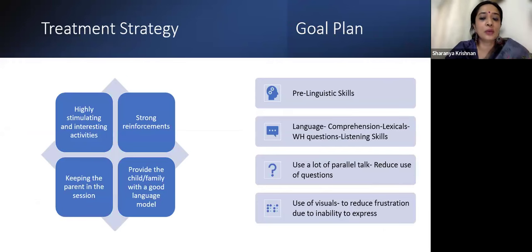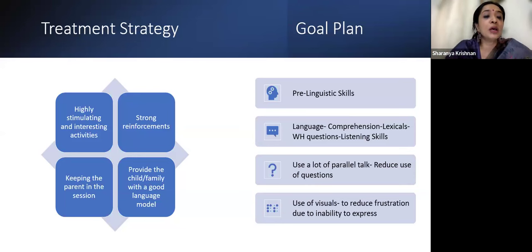So my therapy strategy, I wanted to highlight four important points here. The activities that I choose while training this child should be highly stimulating and interesting, considering the fact that the child is fidgety, moves around a lot during the session and has not yet established his prerequisite skills. So it could be anything like water play, sand activities, transfer activities, fun activities which involve use of coins, magnets, the flashlight, torch activities that would be highly stimulating and interesting. And this information, again, I would gather from the parent, the mother.